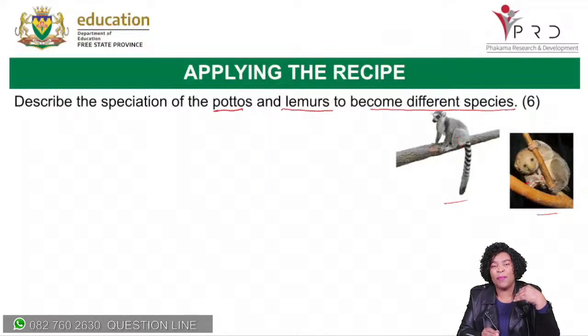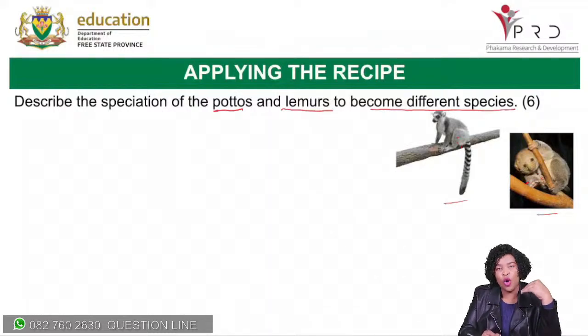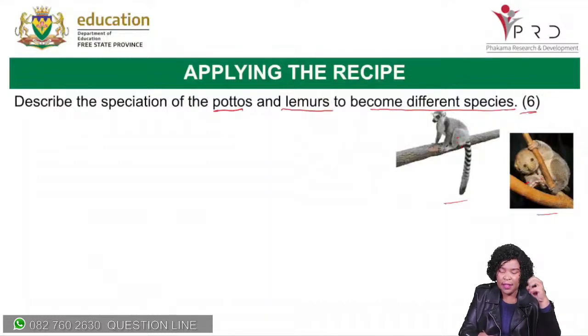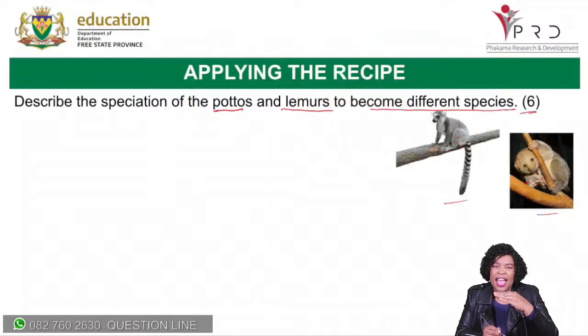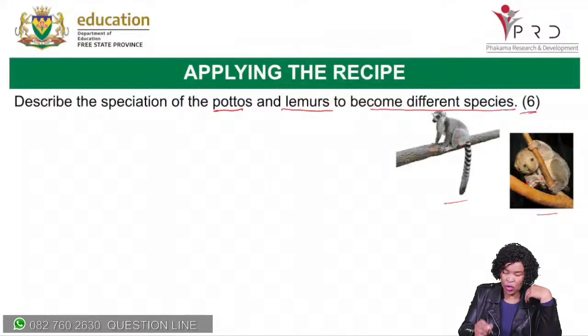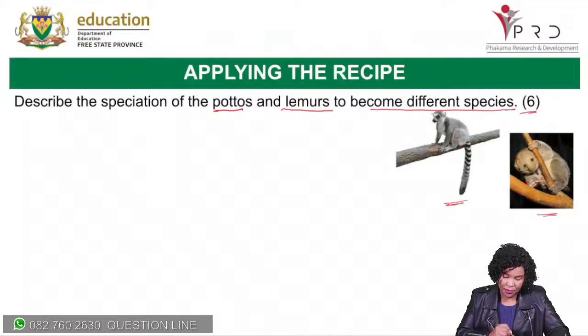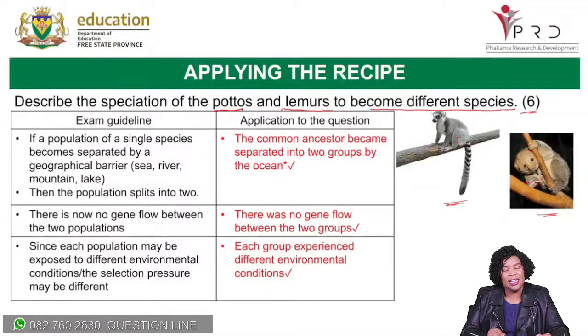You must be able to apply that recipe that you learned to obtain your 6 marks. There are a lot of marks that you can get from there, more than 6, but you will always be asked for 5 or 6 marks. So please make sure that you obtain them. Once the marker has marked all the points that are correct, the extra ones are left out, but at least you shall have collected what was required, which is 5 or 6. Right, so let us check now. How do you think the potos and the lemurs became different? We need to apply the recipe.